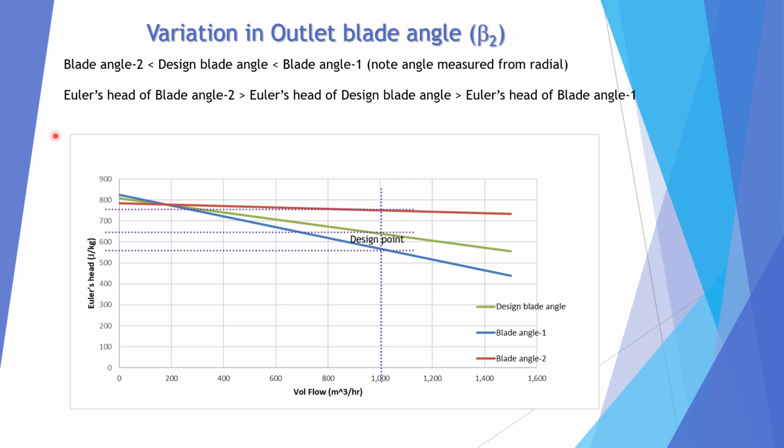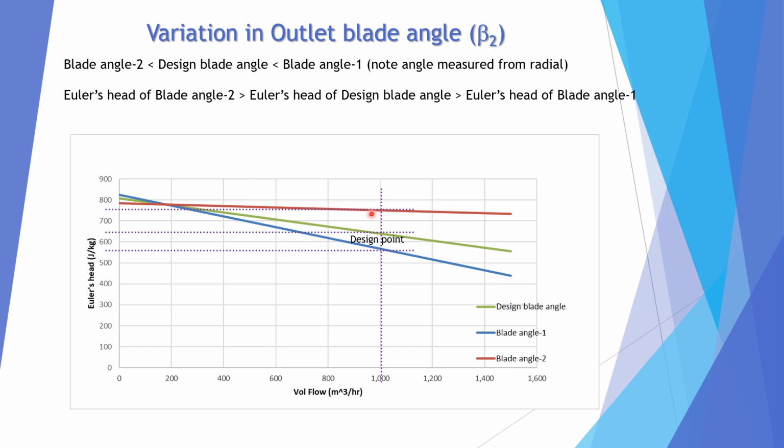Variation in outlet blade angle beta 2. The x-axis is flow in meter cube per hour, the y-axis is Euler head, and this is for different blade angles. They are all backward blade angles but of different angles. That means one is the design blade angle, one is lesser than the design blade angle, and one is larger than the design blade angle. If you see this, for the design condition, or for the fixed flow, the angle which is smaller than the design angle will produce more Euler head.